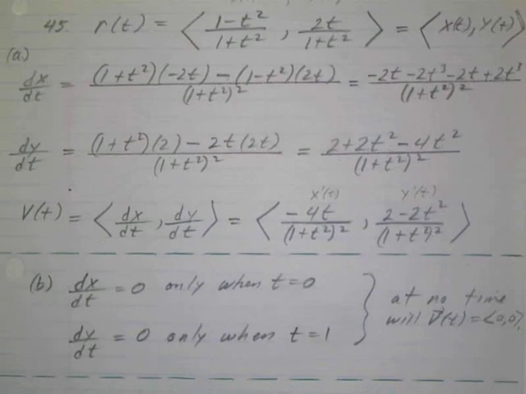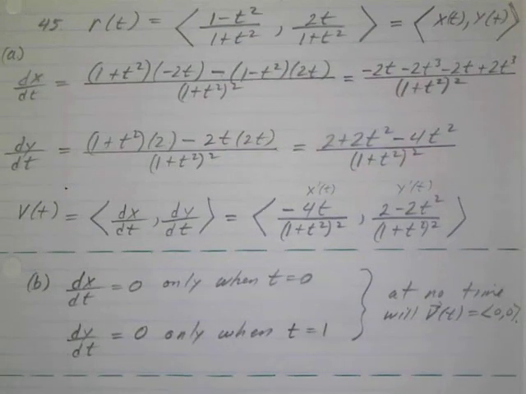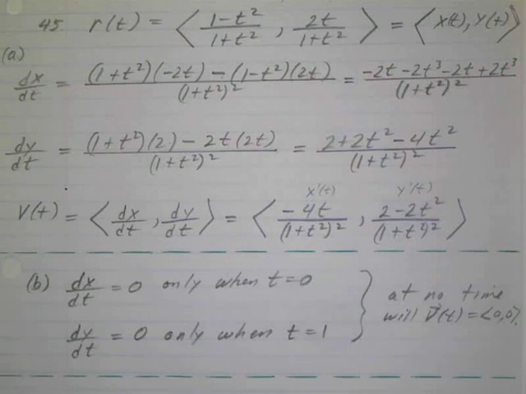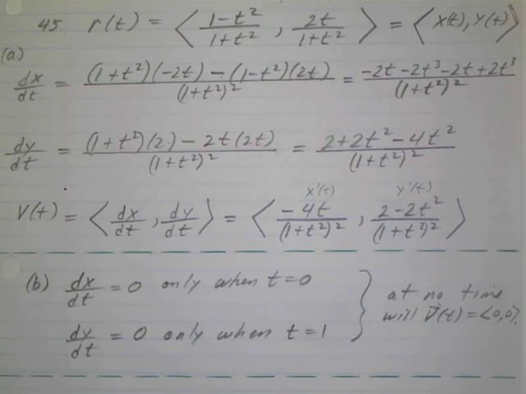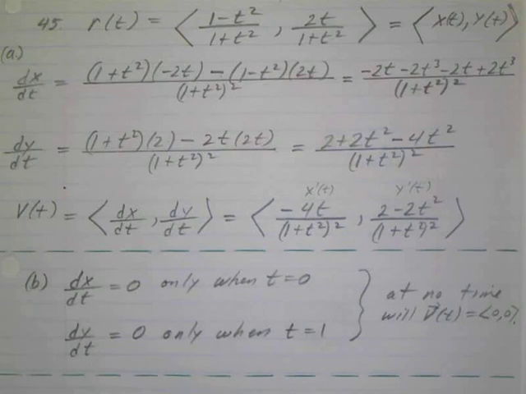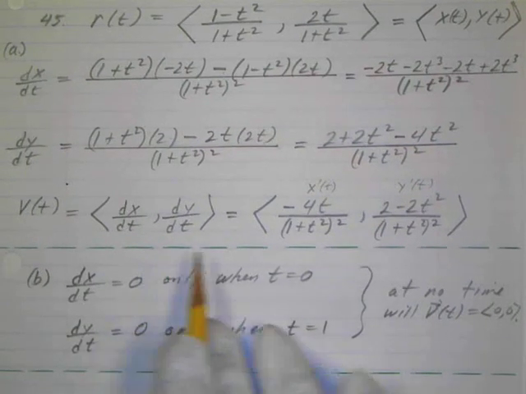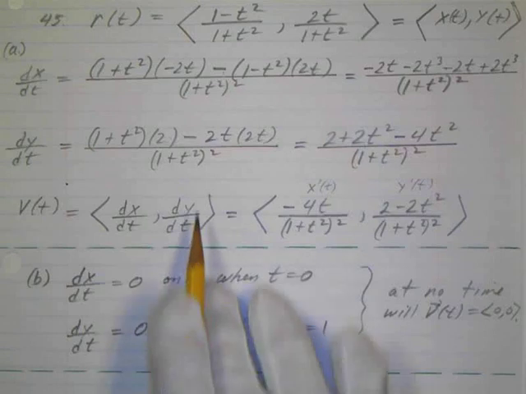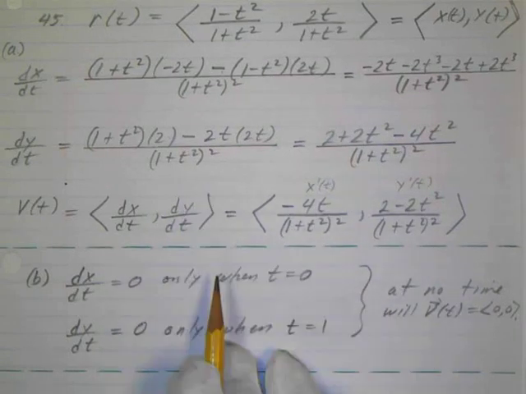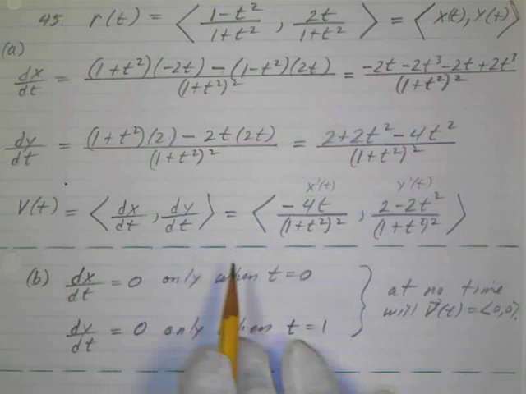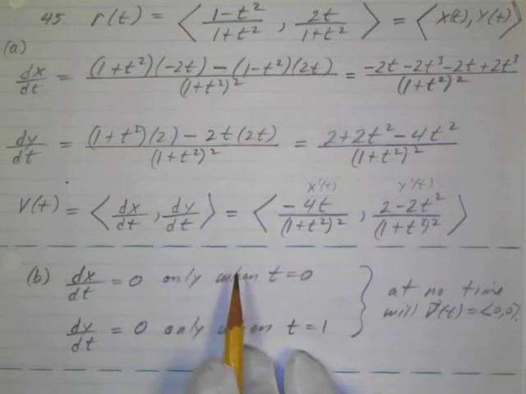Now, letter B. Is the particle ever at rest? Justify your answer. Well, it would be at rest if it's not moving horizontally and not moving vertically. It could be moving horizontally and not vertically, or vertically and not horizontally, or it could be moving both. But if it's not moving vertically or horizontally at the same time, then it's at rest.